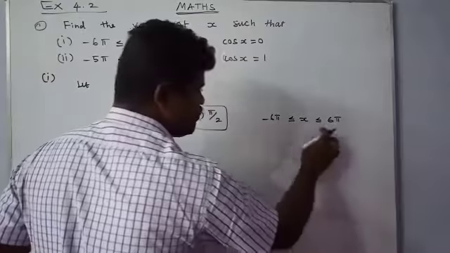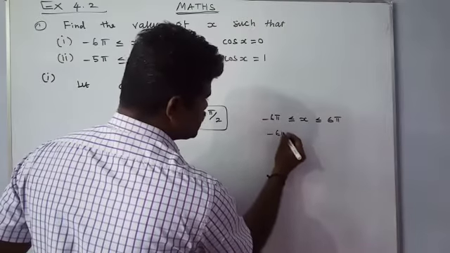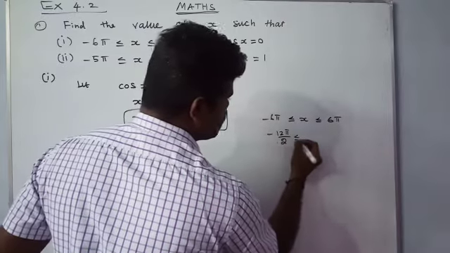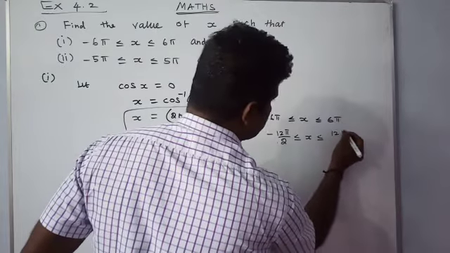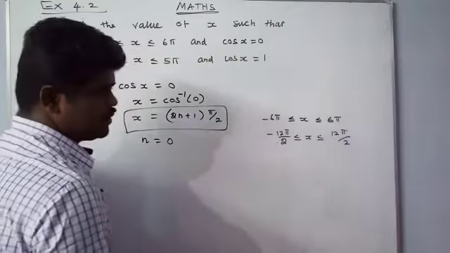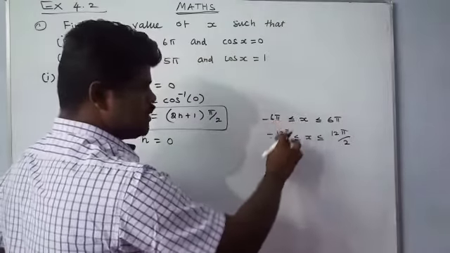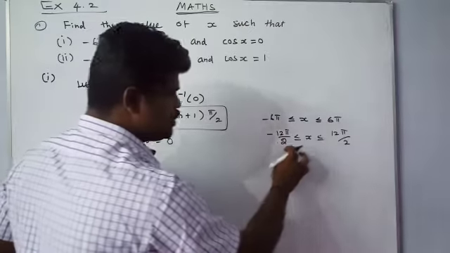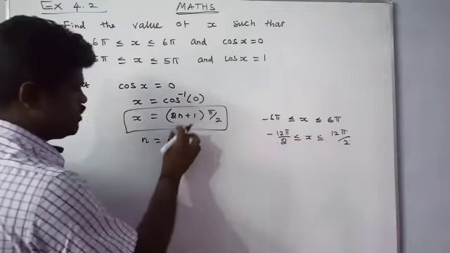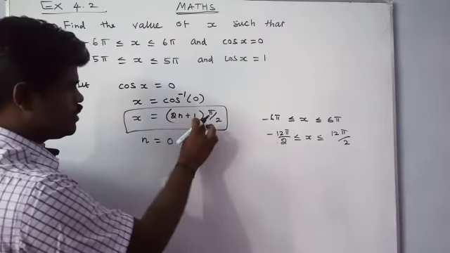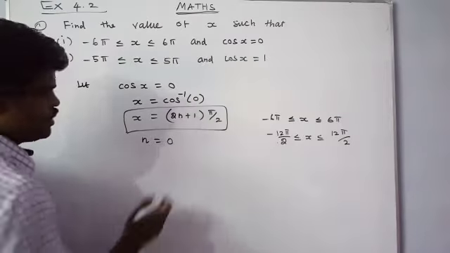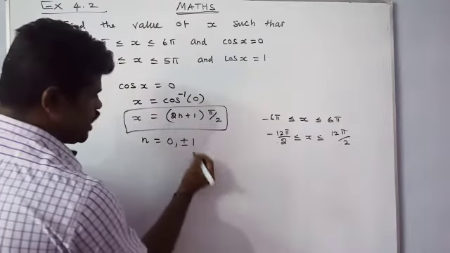Or we can write this value must be minus 6 pi by 2, that is minus 12 pi by 2, less than or equal to x less than or equal to plus 12 pi by 2. We want to check it. Minus 6 pi can be written as minus 12 pi by 2 and plus 12 pi by 2. First of all, we give the value 0; pi by 2 lies between this value.